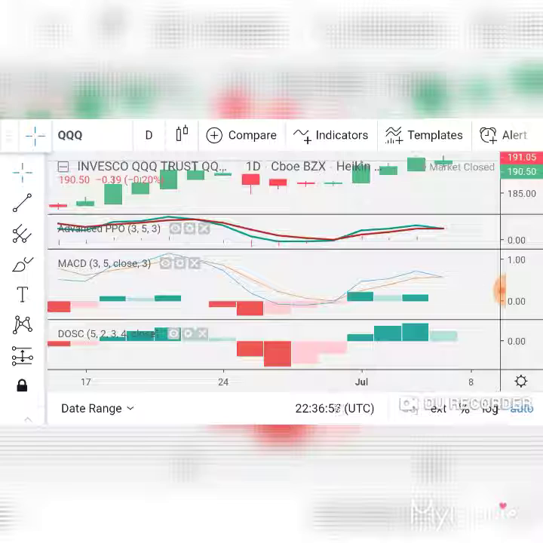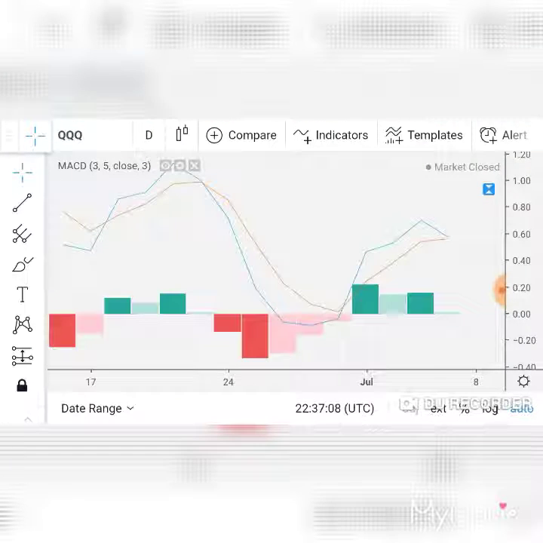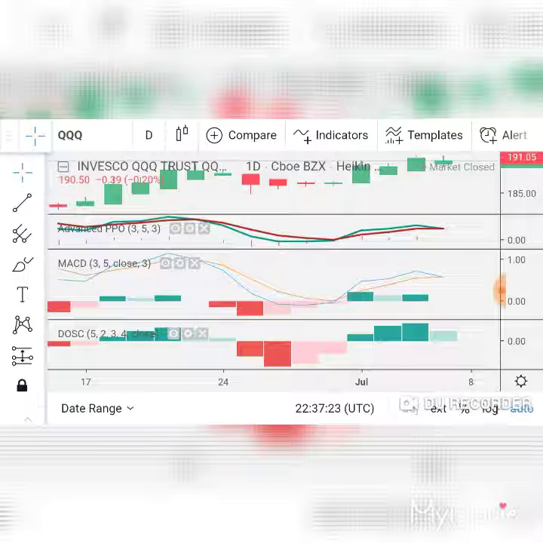At the bottom, you see the derivative oscillator is going down. The next chart is the MACD. The MACD, our blue line, is about to cross under the orange line, which means that it's headed downward. So we'll keep an eye on that.